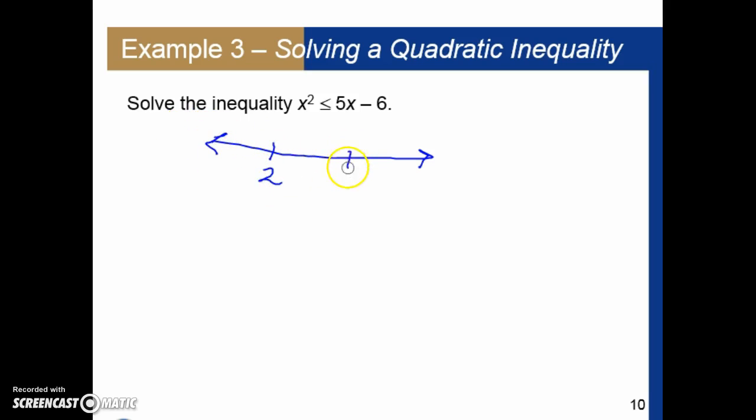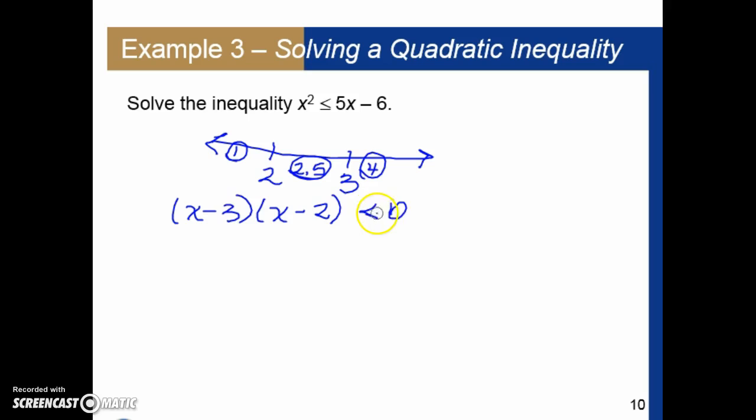So we had 2, we had 3, we said we're going to use as test values 1, 2.5, and 4. We factored to x minus 3 times x minus 2, and we wanted to know where we had a negative product. So if x was 1, we would have negative 2 times negative 2. That is a positive output. So everything along this end of the real number line is going to give us a positive result. So nothing less than 2 is going to give us what we need in this inequality.